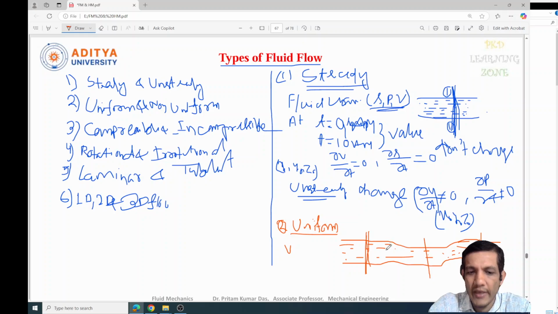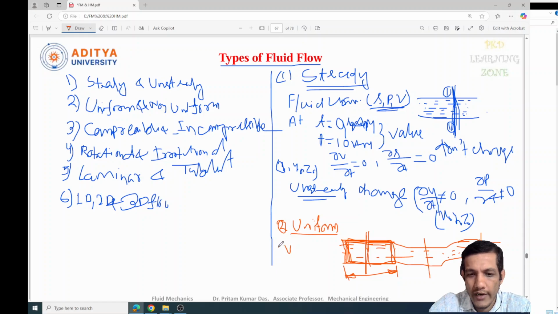Space here means the length in the direction in which the flow is flowing. Suppose this is the length, and in this length, what is the velocity? Suppose a particular distance we consider, this is the particular space. At a particular space the velocity should not change, the same velocity should be everywhere. Then we can say it is a uniform velocity.